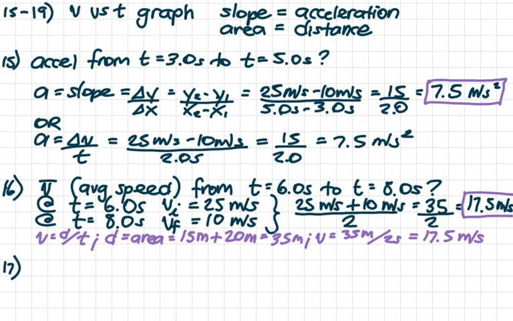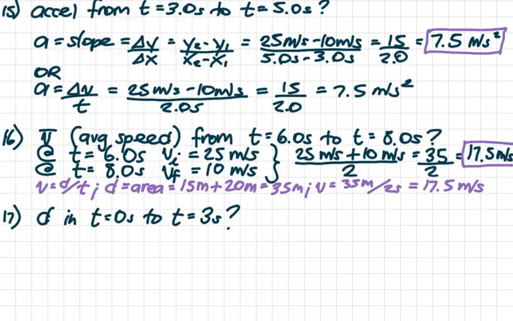Speaking of finding distance by taking area under the curve, we have number 17. Find the distance traveled in the first 3 seconds. Okay, let me first show you a common wrong way of doing it. A good thought, in terms of physics thinking, but it doesn't work out. So let me tell you what I'm talking about. First of all, people start with v equals d over t. In solving for d, we get d is v times t, which is true.